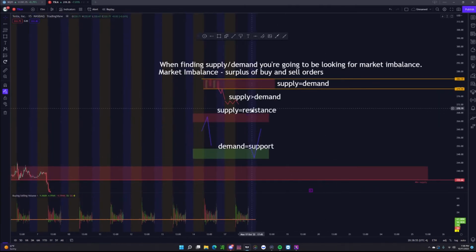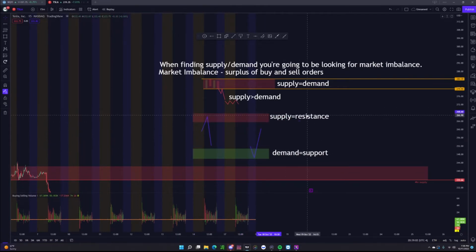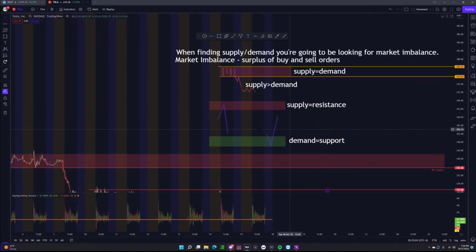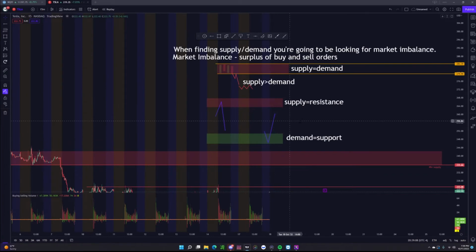Supply is equivalent to a resistance. That is where the sellers are at. Demand is equivalent to support. That is where the buyers are at. And this is what you're looking for. Hit supply, major sell-off. Hit demand, major buyback.